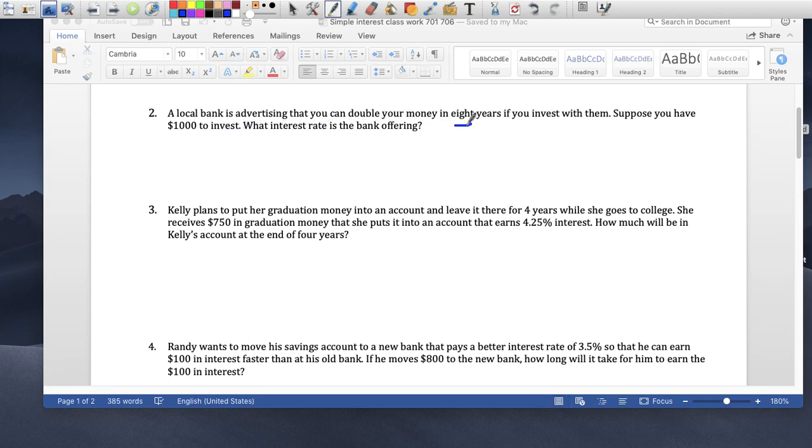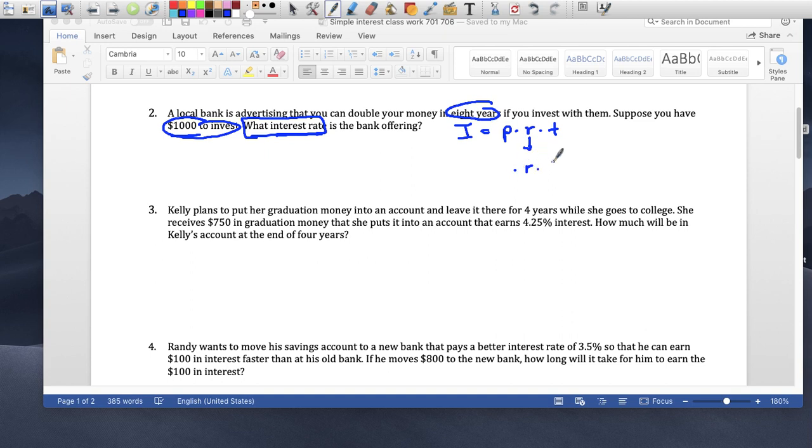So I equals P times R times T. Let's find some of the numbers. A bank is advertising that you can double your money in 8 years. So that's time. Suppose you have $1,000 to invest. That's another key word here. And what is the interest rate? So we are looking for the interest rate. This is what we want.